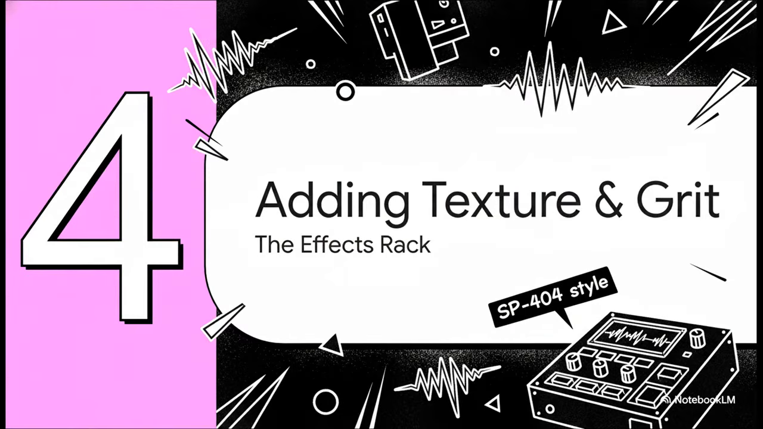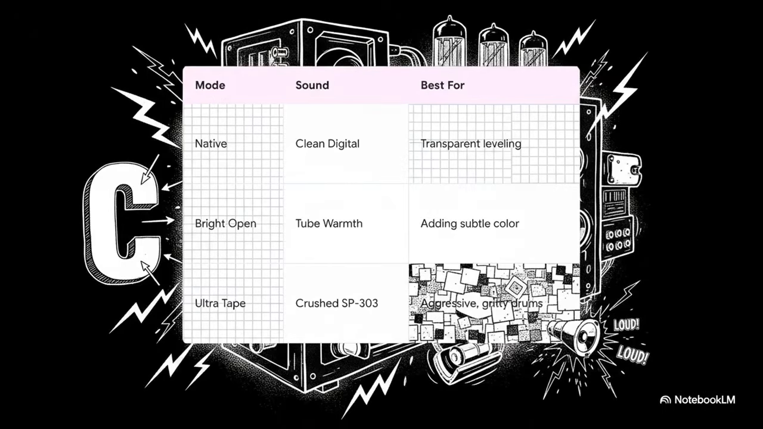So now that we have our core elements, our sample, our bass, let's add some character, some vibe. And this is where the awesome SP404 style effects rack comes in. The compressor, which you get by hitting the C key, has 3 totally distinct flavors. You've got native, which is super clean, great for transparent leveling. Then there's bright open, which adds this really nice subtle tube warmth. And then there's ultra tape. This one gives you that classic, crushed, gritty SP303 sound.